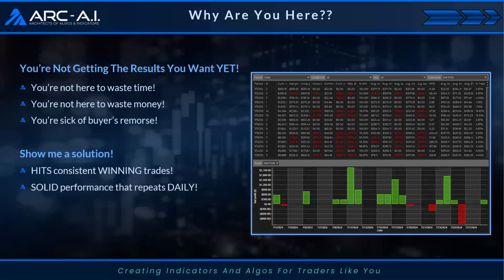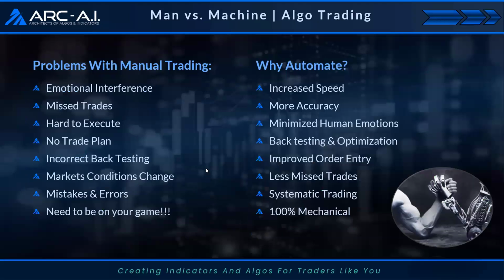So why are you here? You're probably not getting the results you want. That's our aim, to fix that. Maybe you have other algos and you're struggling to get good settings. Maybe you're trading on your own and you're struggling to get some consistency. Really, what we're all looking for in trading is consistent winning results. So that's what we're after here.